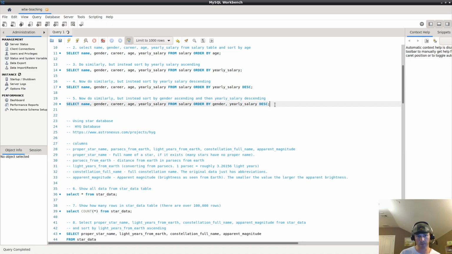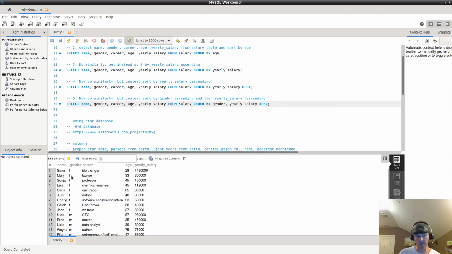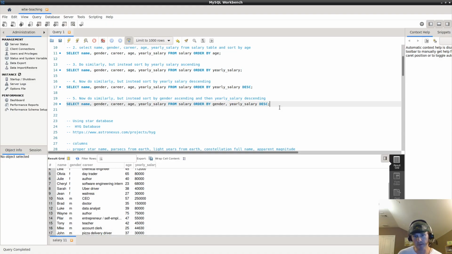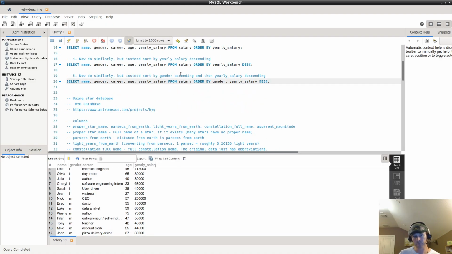So let's show you there. Again, the females are at the top because F comes before M in the alphabet. And notice here this person has the highest yearly salary, followed by her, for females. And for males, this person has the highest yearly salary, and then this person, and so on. So that's sorting by two columns.